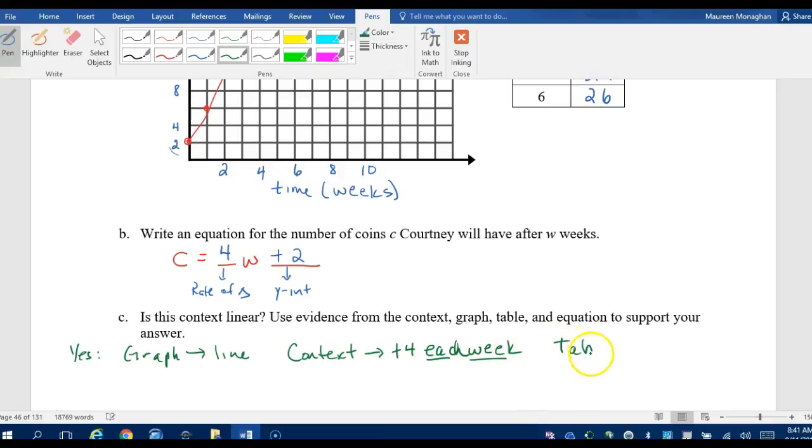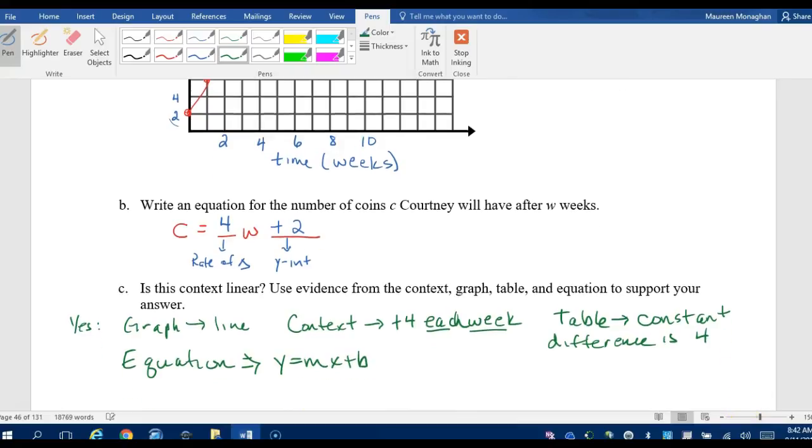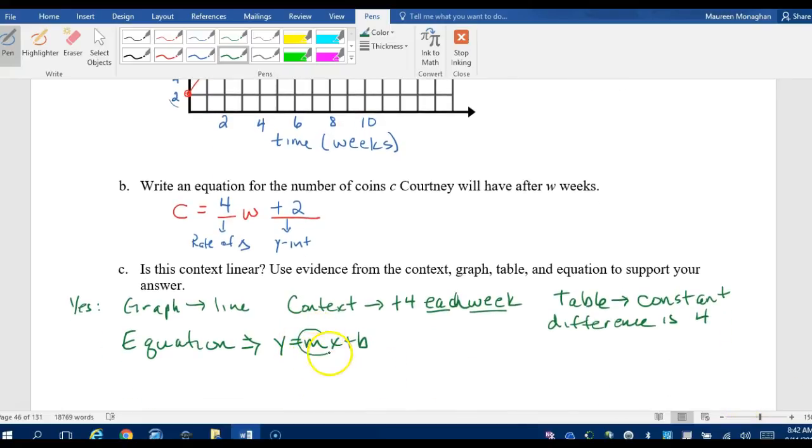The table. What does that give us? It's the constant difference is 4. These are all evidence that it is a linear equation. And then our equation, of course, can be written, and this is something new, y equals mx plus b. What do you think that m represents? What's the m? Well, it's the number in front of x, and that's our rate of change.